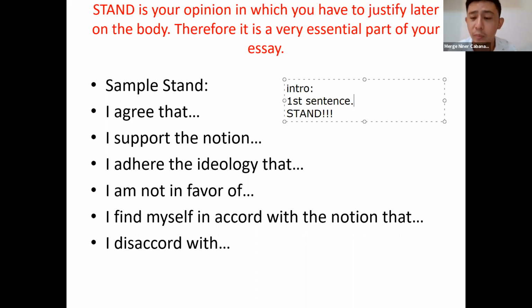Sir, how about "I support"? What if my answer is "I do not support"? Then say so. I do not support. What I don't want you to do is to use contractions like "don't" for "do not". That is not allowed. As much as possible, no contractions. Always make sure that you write the complete form. So: I do not support the notion that the internet has made traditional libraries unnecessary. If that's my answer, so be it. That's how you're going to write a stand.